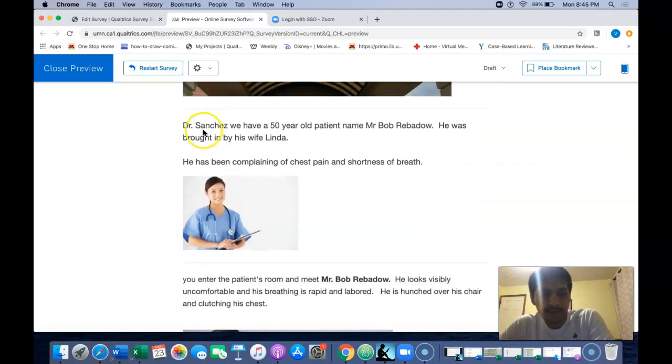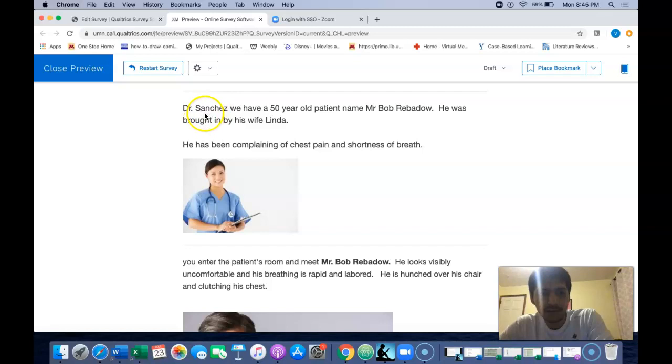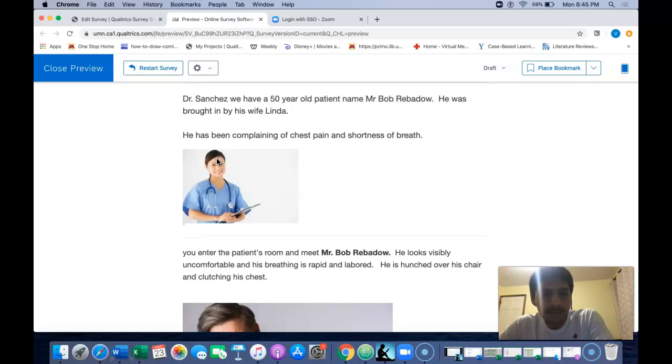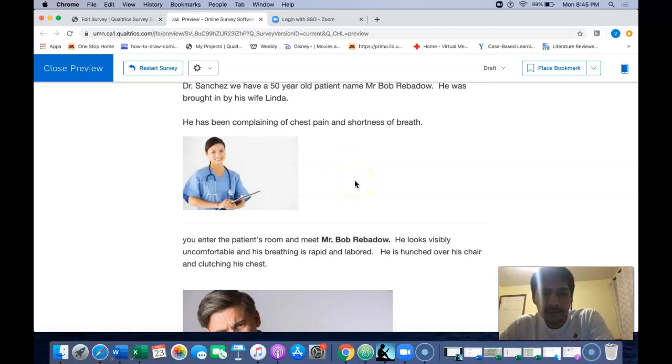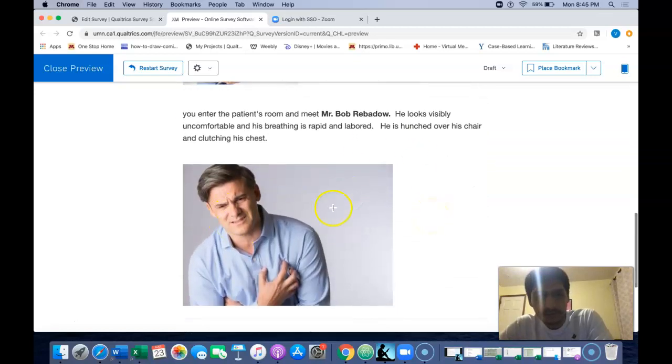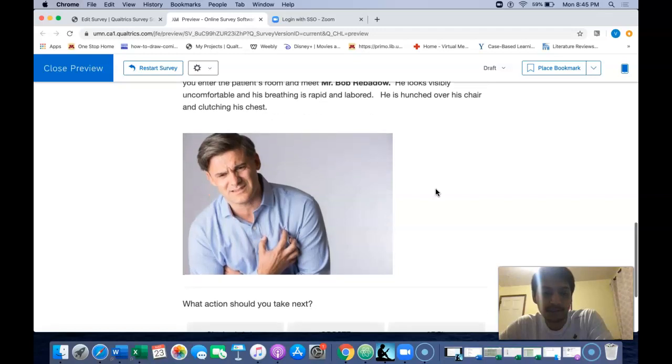So right here, since I entered my last name initially, it'll show up here. Dr. Sanchez, we have a 50-year-old patient named Mr. Bob Rebadow. He was brought in by his wife Linda. He has been complaining of chest pain and shortness of breath. And then here we see Mr. Rebadow, the poor patient who is visibly in pain. You enter the patient's room and meet Mr. Rebadow. He looks visibly uncomfortable, and his breathing is rapid and labored. He is hunched over and clutching his chest.